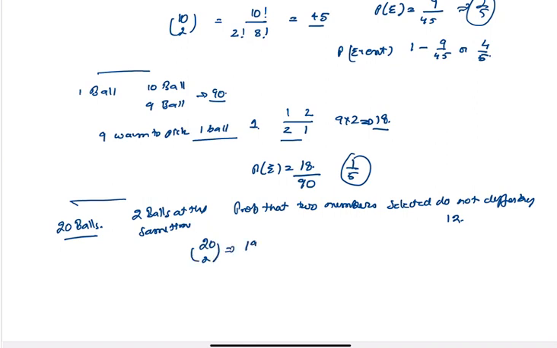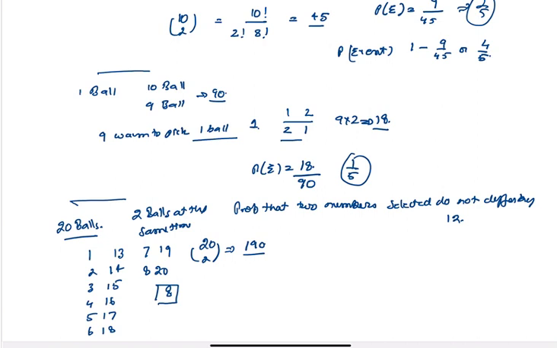so 20 choose 2, that is going to be 190. Now look at the number choices that differ by 12. So you have 1 to 20, so 1 and 13 will differ by 12, 2 and 14 will differ by 12, 3 and 15 will differ by 12, 4 and 16 will differ by 12, 5 and 17, 6 and 18, 7 and 19, and 8 and 20. 1, 2, 3, 4, 5, 6, 7, 8.